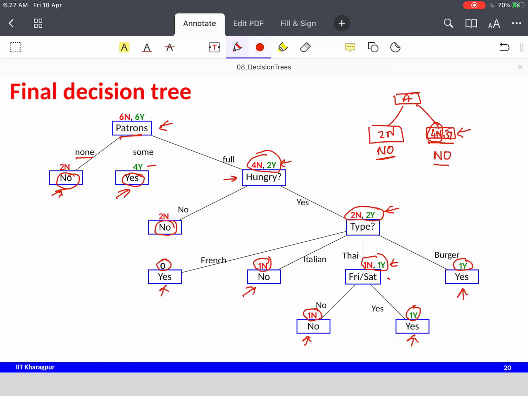Before I finish, I would like to add one more thing here. When I obtain this final decision tree, we can construct a Boolean function out of it. So whether I will wait or not, I can answer from this tree. So I can construct a Boolean expression something like this, and my outcome for yes I can specify in this way.